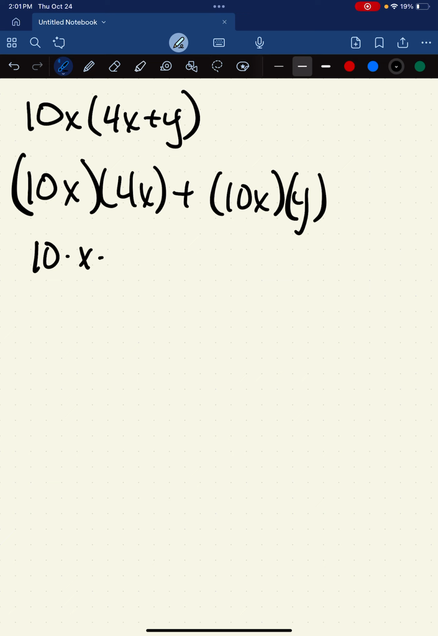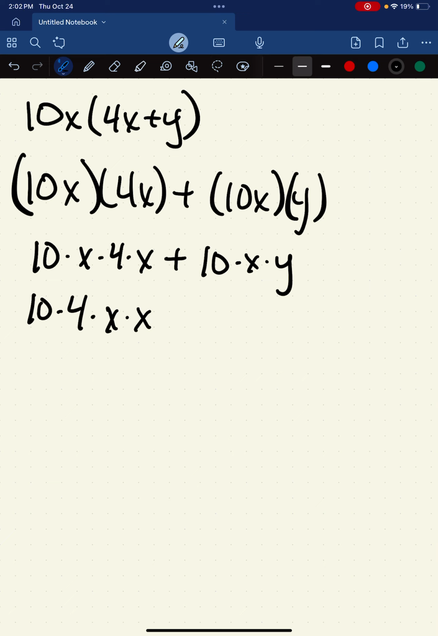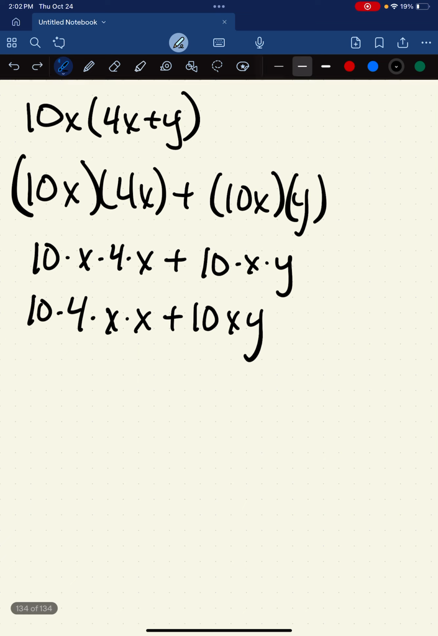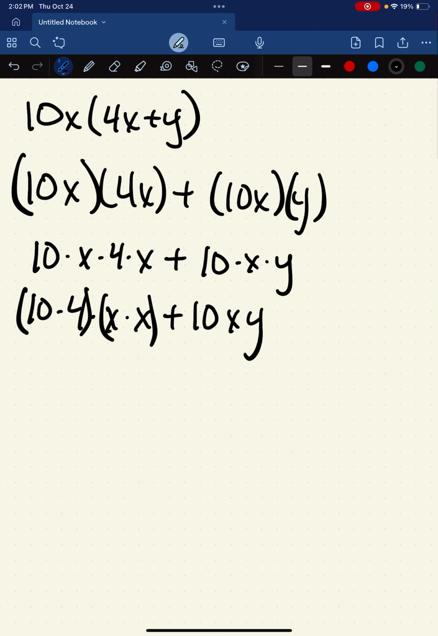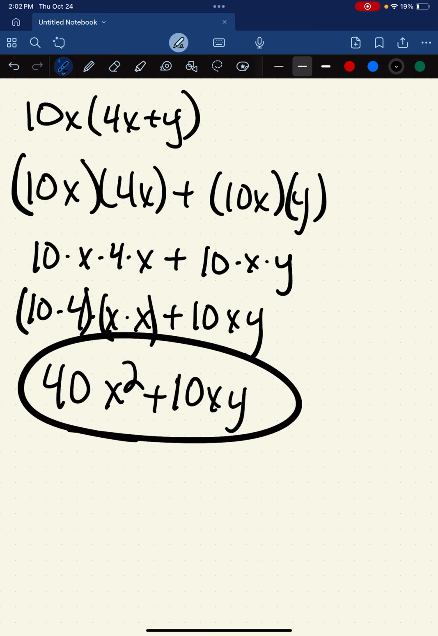That's 10. We can use the associativity property of multiplication and do 10 times x times 4 times x plus 10 times x times y. Using the commutativity property of multiplication, we can write this as 10 times 4 times x times x plus 10 times xy. 10 times 4 is 40. I guess we're implicitly using the associativity property there, right? So 10 times 4 is 40. x times x is x squared, and then 10xy.